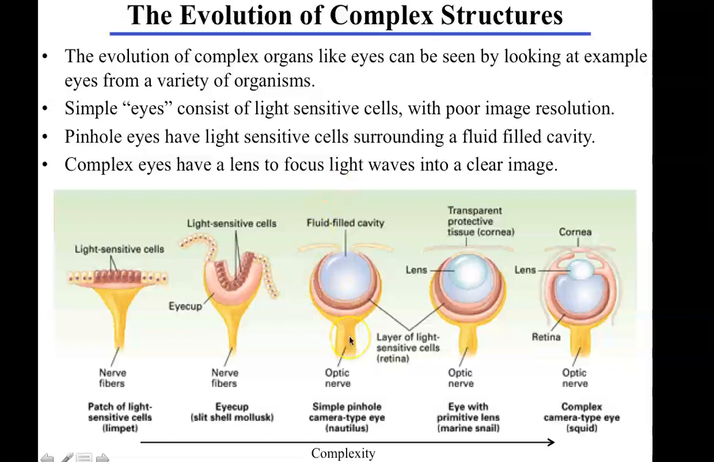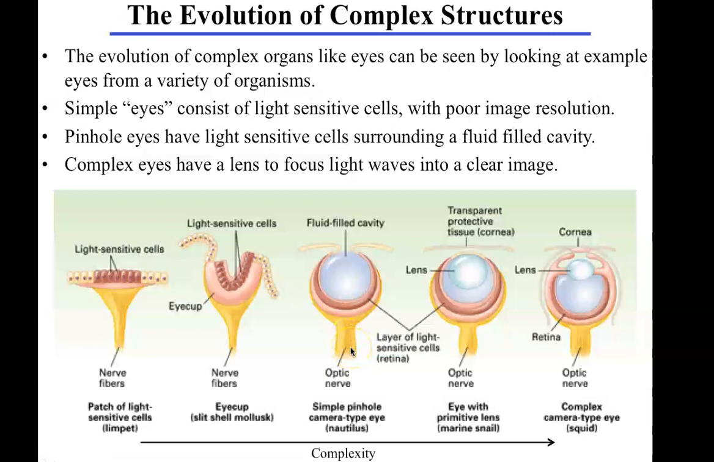This is in a nautilus. So this is a little shelled aquatic critter, and it has this eye cup, but it's got a fluid-filled cavity. So in other words, this little empty space here is filled with fluid. So again, light's going to come in, it's going to get filtered through the fluid here, and then it's going to hit the light sensitive cells, and this nautilus will be able to see. And so it will be able to kind of see.